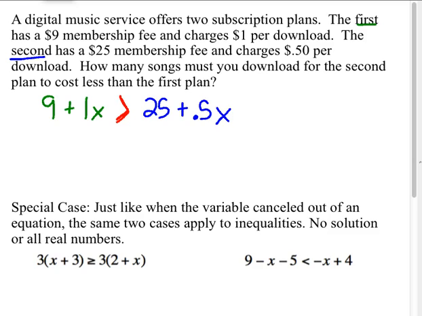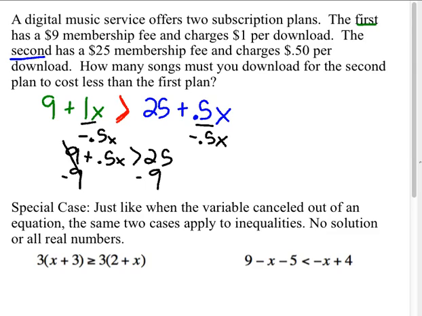All right, let's get started. So here, I think it's easiest to bring our x's together. So I'm going to subtract off 0.5x. That's going to leave me with 9 plus, well, 1 minus 0.5 is 0.5x. Now, let's move the other number away. So I'm going to subtract 9 from both sides. 25 minus 9 is going to give me 16.